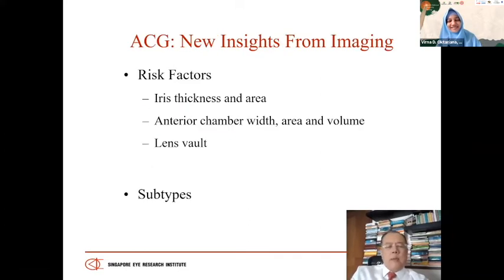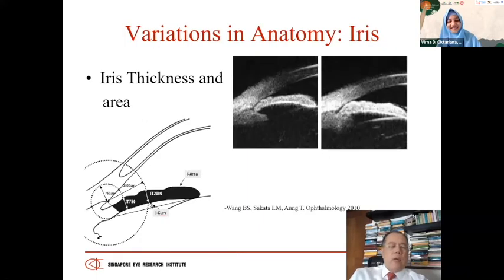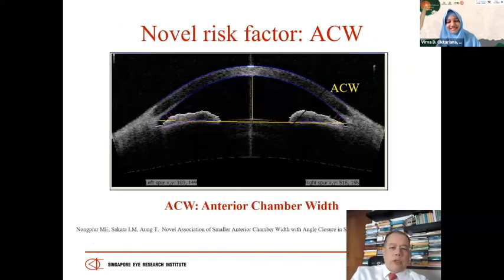We also have been using imaging to look at new risk factors for angle closure glaucoma, including the iris thickness and area, anterior chamber width, area and volume, and lens vault. Here we found that the iris thickness is an independent risk factor for angle closure. It makes sense. The thicker the peripheral iris, or the more bulky the iris, the higher risk you have for angle closure.